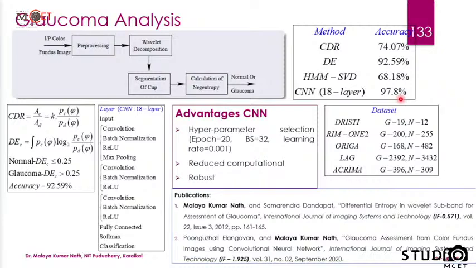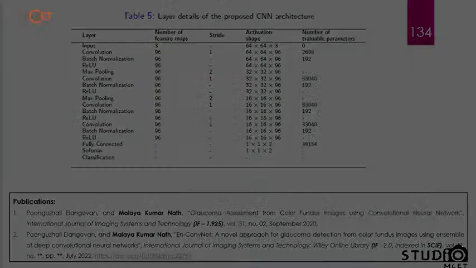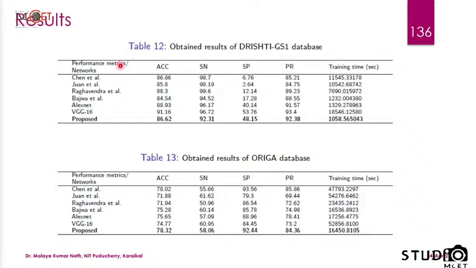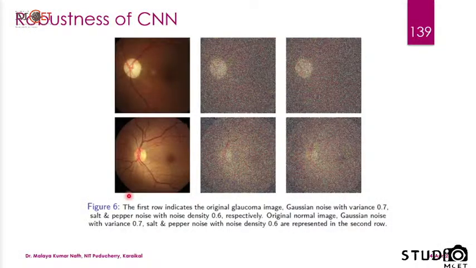If we look at the traditional methods, the machine learning based methods and the deep learning based method, the deep learning based method outperforms the existing methods. This network is compared with other networks present in the literature: Chen et al., Juan et al., Raghavendra et al., Bajwa et al., VGG16, AlexNet, etc. We found that this 18-layer network has the least number of parameters and provides the highest accuracy compared to the other methods. This network is also robust to noise, and it can also be used for identification of the malaria parasite.